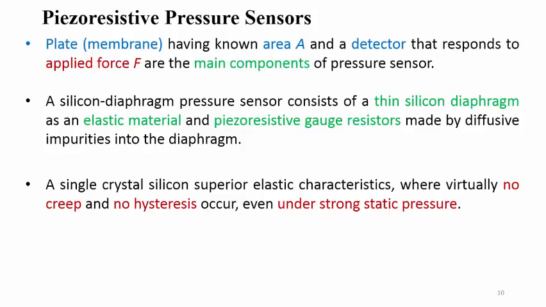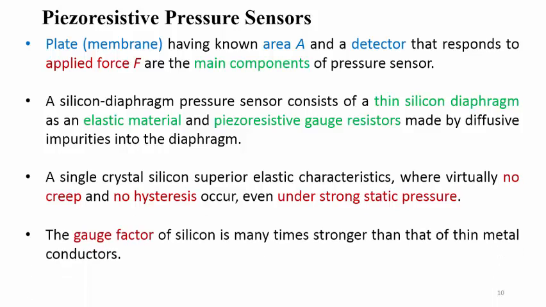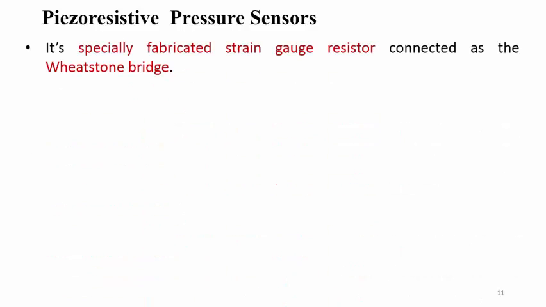A single crystal silicon has superior elastic characteristics, where practically no creep and no hysteresis occur even under strong static pressure. Here the gauge factor of silicon is many times stronger than that of a thin metal conductor. As far as fabrication is concerned, it is a specially fabricated strain gauge resistor connected as a Wheatstone bridge.